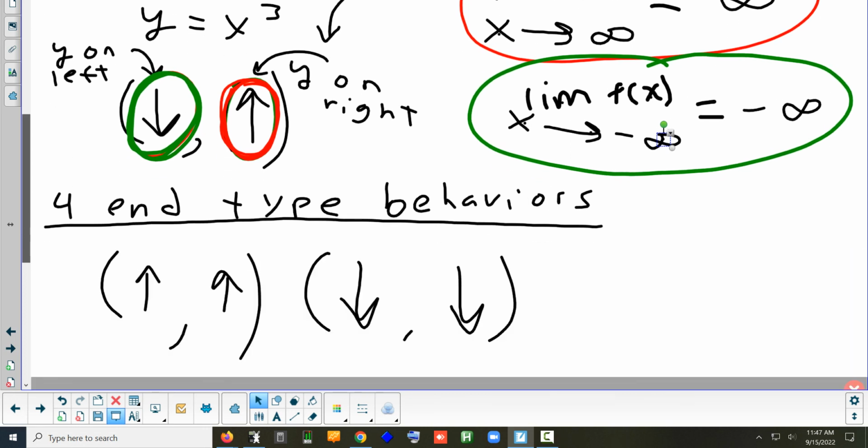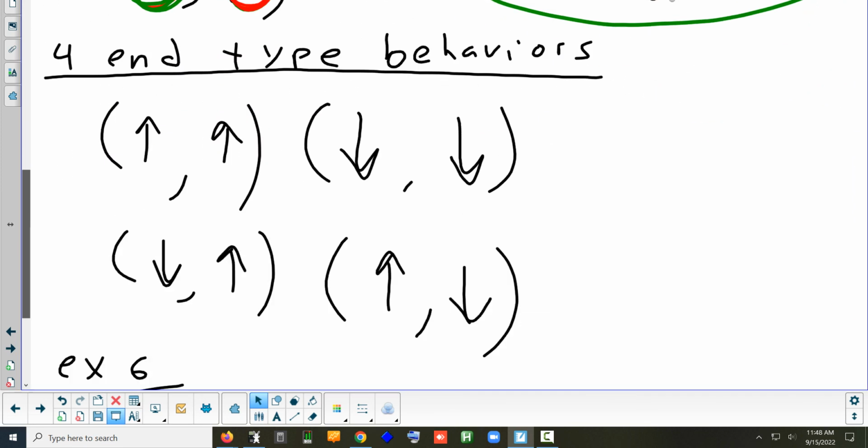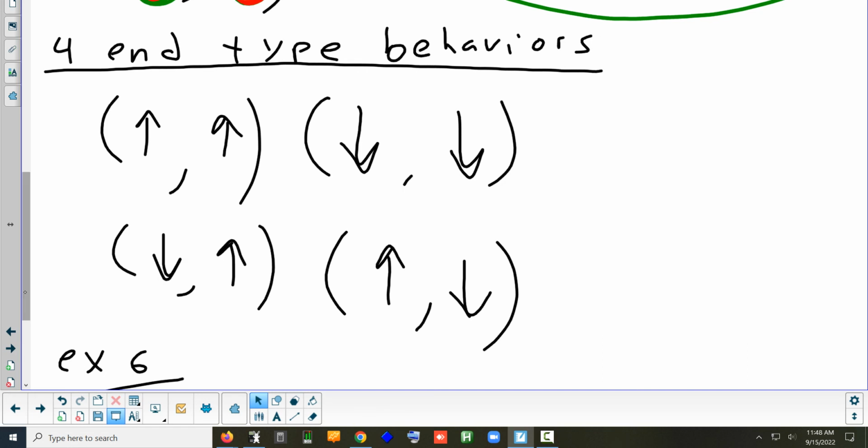So there are 4 different types of end behaviors. I already said this for polynomials. Up, up, think of a parabola. Goes up on each side. Flip it over, goes down on each side. And then something like the one we just did, one ends up, one ends down.